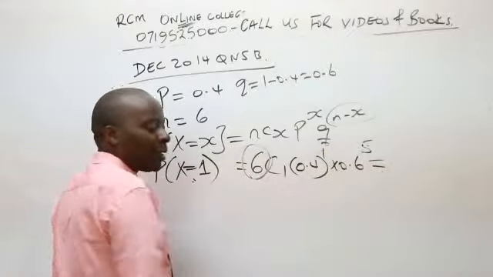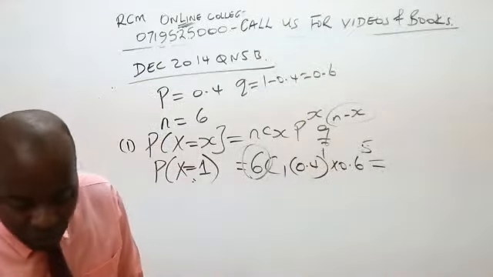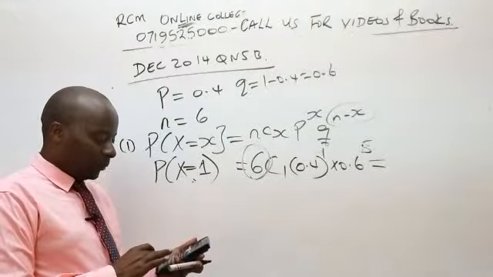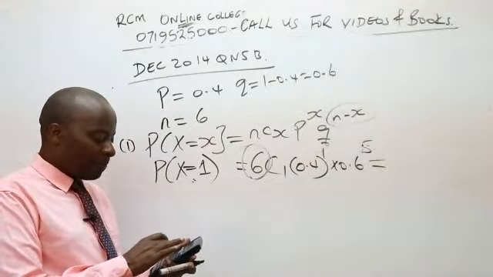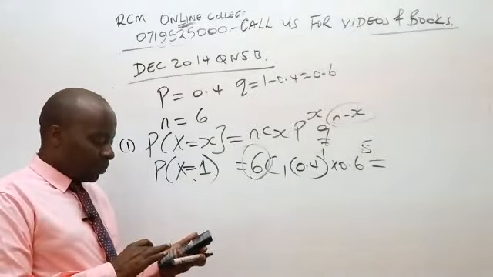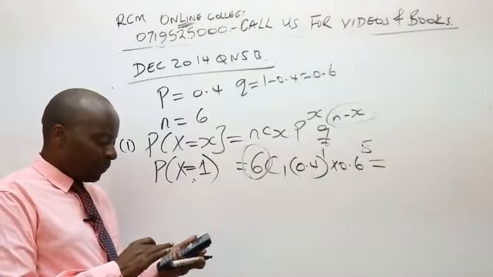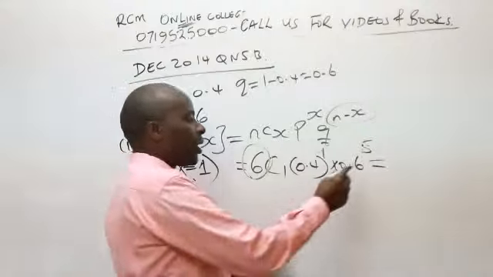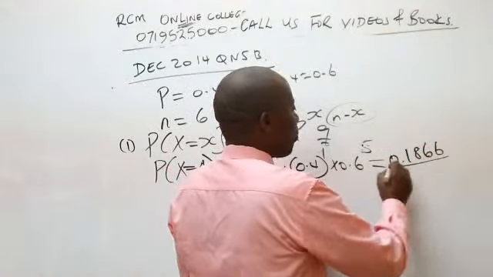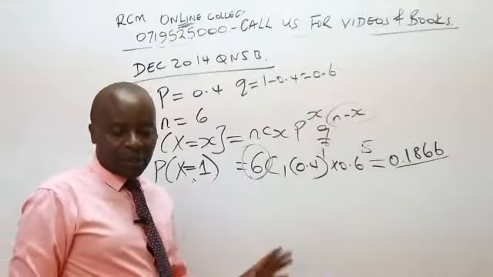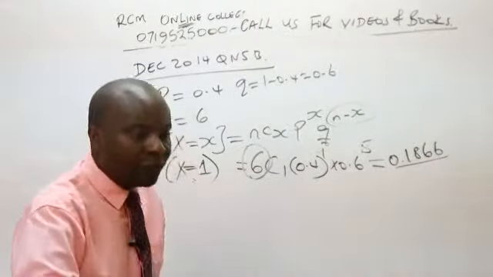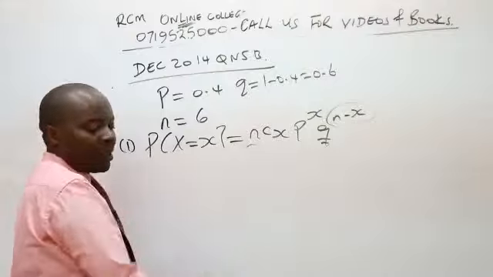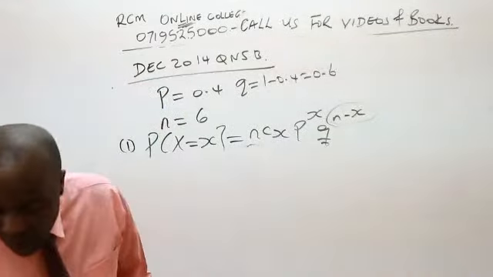So please get out your calculator to evaluate this particular probability that the examiner wants us to get. So this will be 6 combinations 1 times 0.4 raised to 1 times 0.6 raised to 5, which gives us 0.1866. That is the end of that first requirement, which wanted us to give the probability that exactly one household was affected. So that is it.